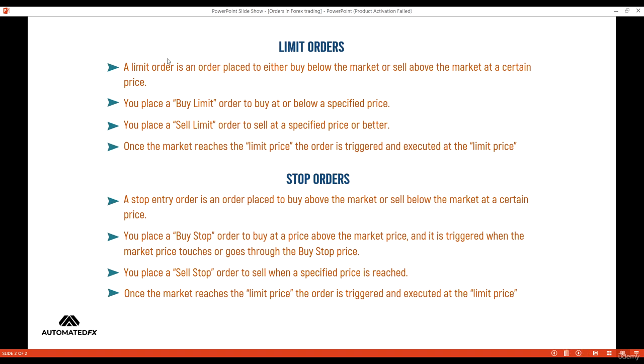Now for limit orders, a limit order is an order placed to either buy below the market or sell above the market at a certain price. So you're either buying below the market, okay, or selling above the market price. So when the price is at a point, you place a limit order to buy below or sell above.